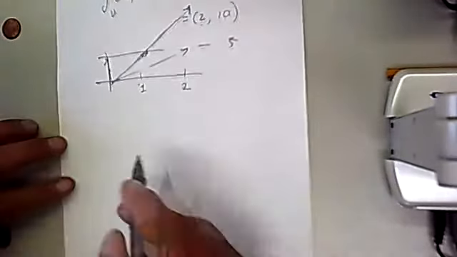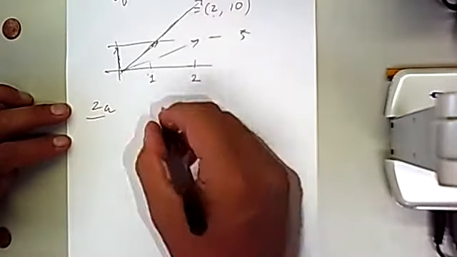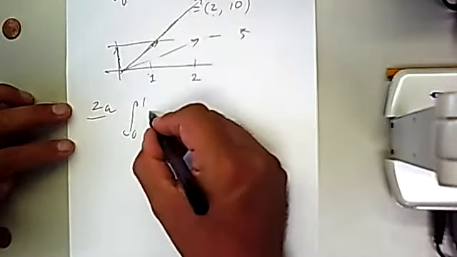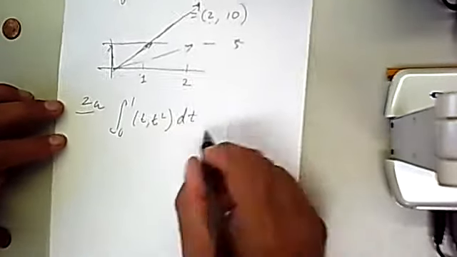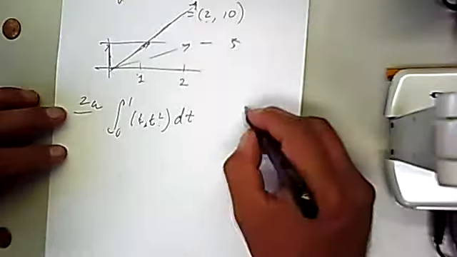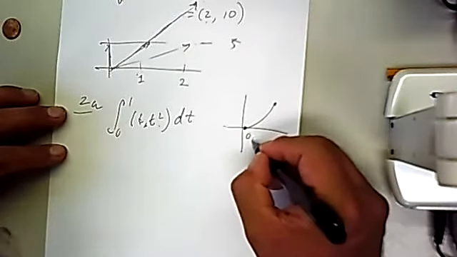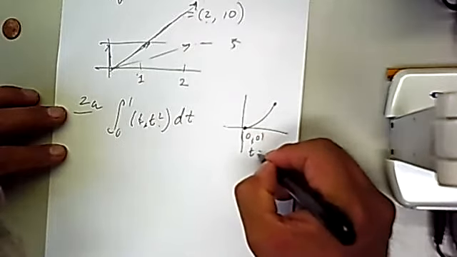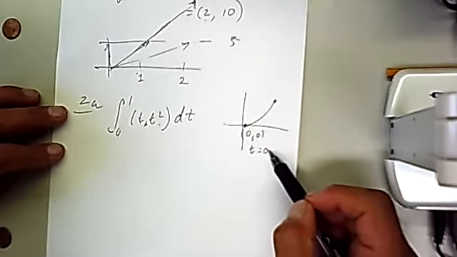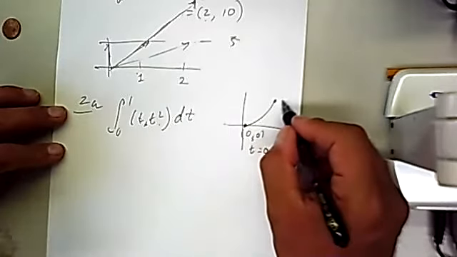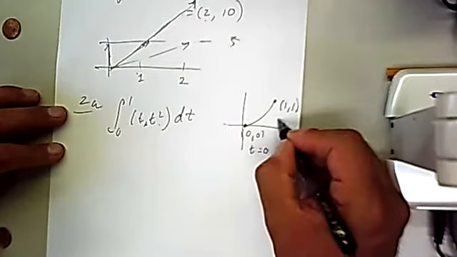Let's do a different example. 2a, what if we integrate from 0 to 1 of t, t squared dt? This is a trivial parametrization of the parabola from 0 to 1. 0, 0, when t is equal to 0. This is a little confusing because 3 things are 0. And then this is 1, 1. So 1, 1 is the actual vector where we end, when t is equal to 1.